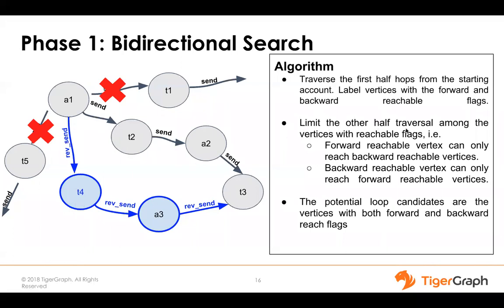Then for the second half of the traversal, we do not go to other nodes. We only traverse among the vertices with assigned reachable flags.